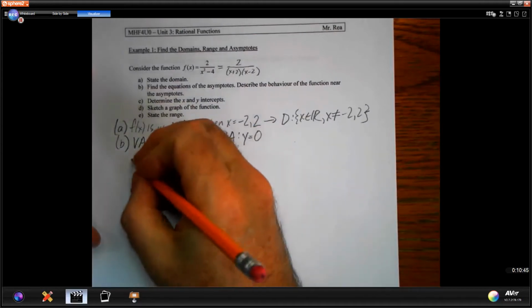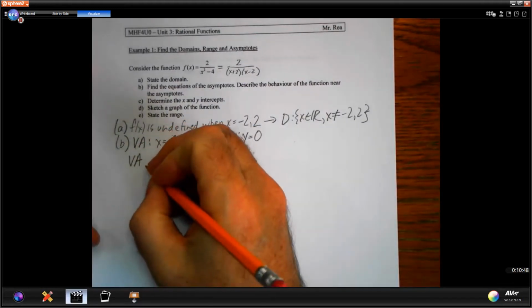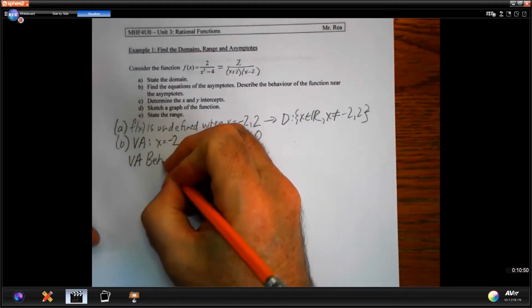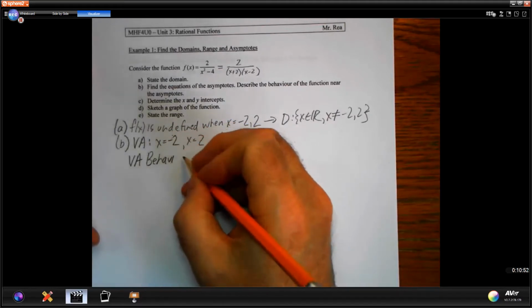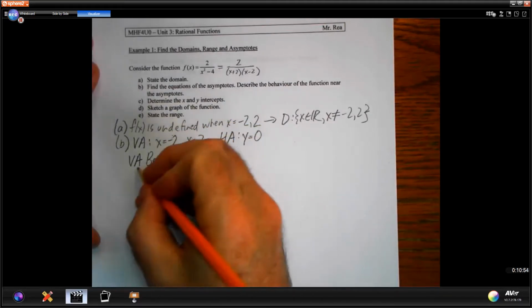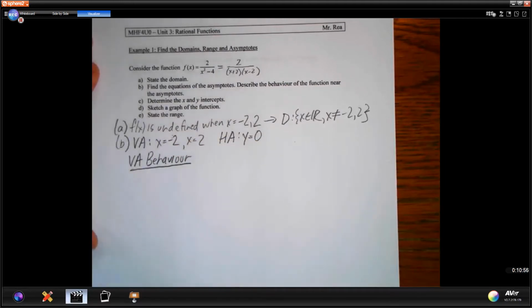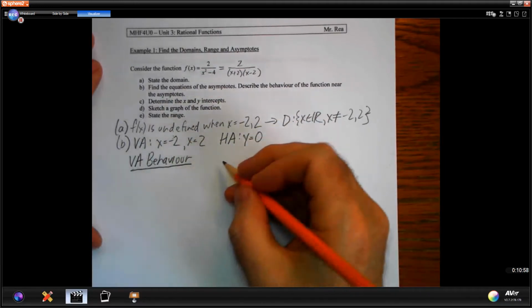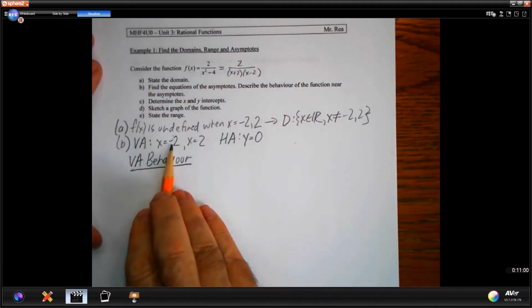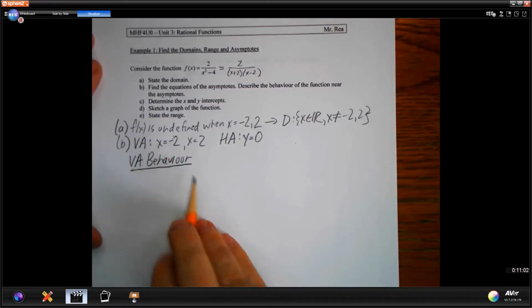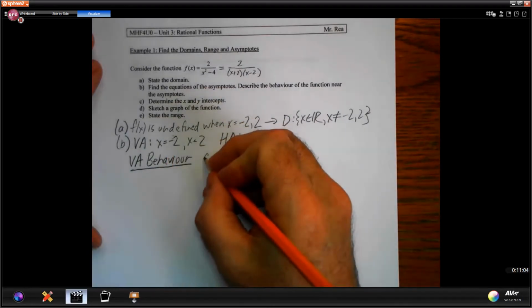So what we're going to do now is look at the behavior. With the VA behavior, we've got twice as much work to do as we did in lesson 1, because now, first of all, we're going to look at the x equals -2 vertical asymptote.